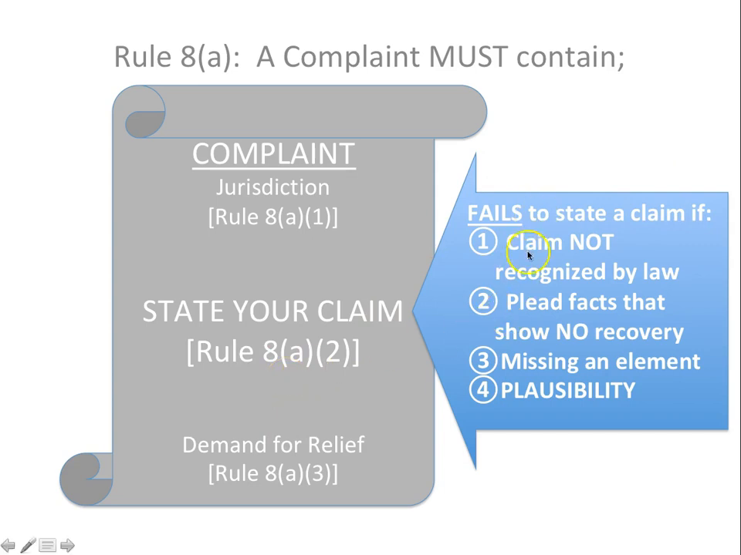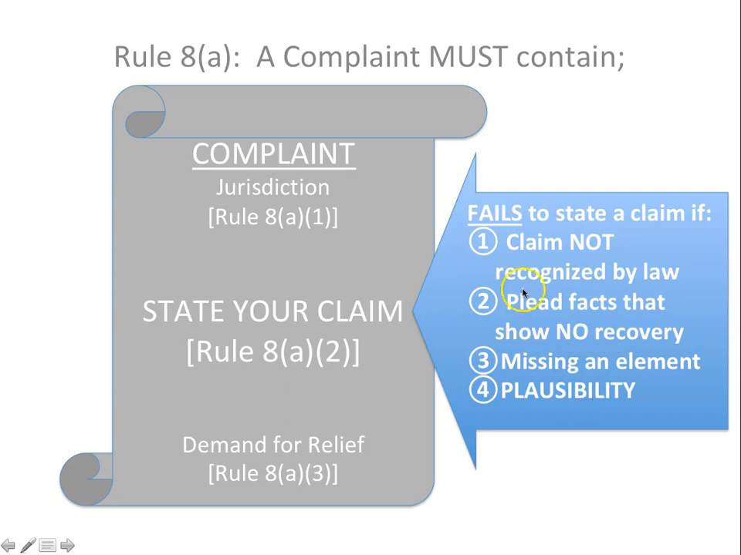And as you saw in the material, there are three easy ways to spot that the claim is not properly stated. The claim is not recognized by law. The pleader gives us facts that show they can't recover, they plead themselves out of court, or they're completely missing an element. Let's look at these three easy ones, and then we'll come back and look at the tough one, plausibility.